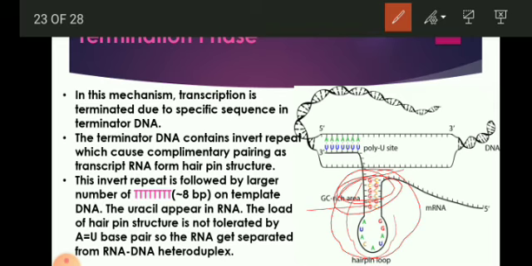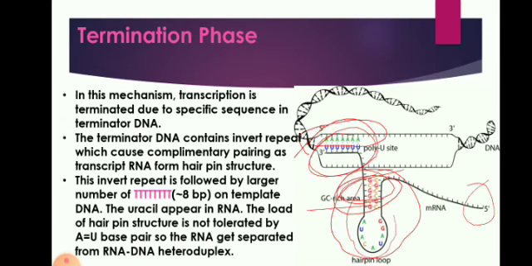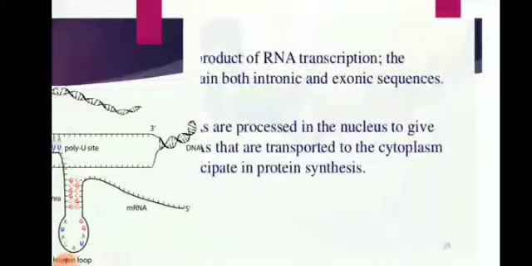At the end, this is the starting point, this is the ending point. It ends over there where the poly U tail is formed. So in the DNA, poly A will be attached with poly U, and after that no transcription will occur, and this is the last point, like the termination site.